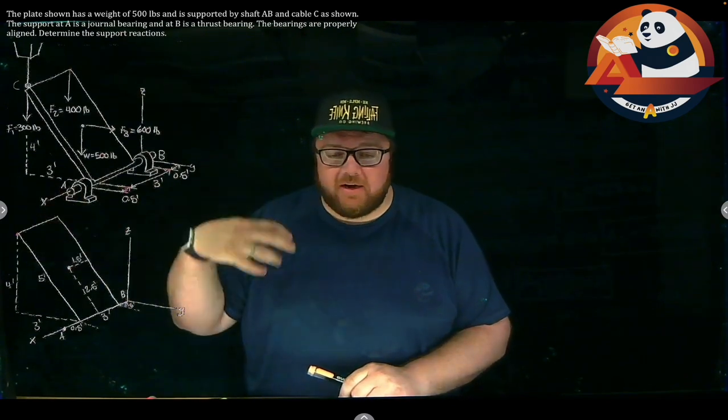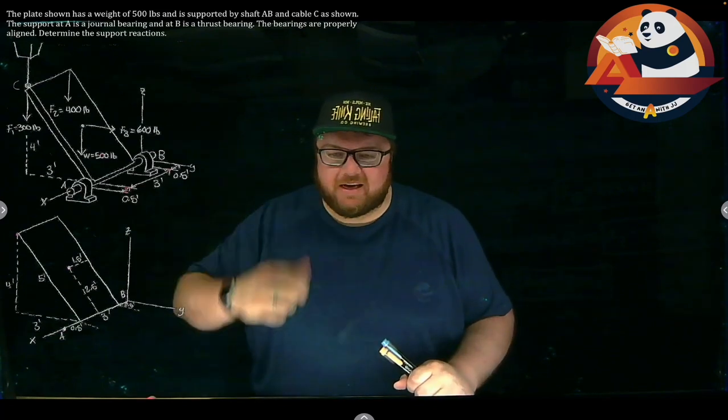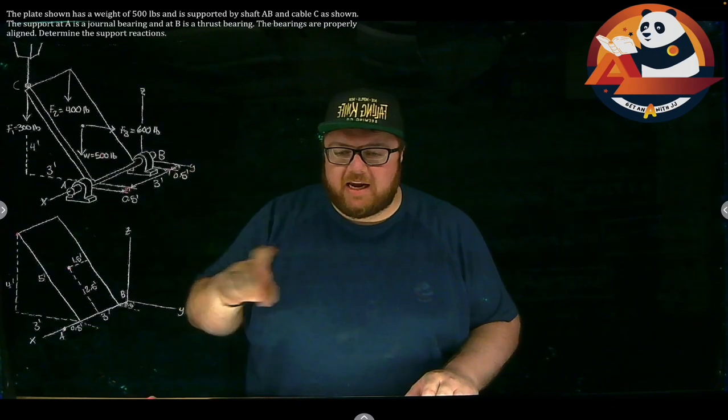So we're doing another 3D one. In a previous video, we'll link it, we used the cross product. We're going to use a different method to solve 3D rigid body equilibrium problems. In this one, we have a plate shown, has a weight of 500, and we're given that here at W, 500 pounds. It's supported by shaft AB, right here, and cable C, as shown.